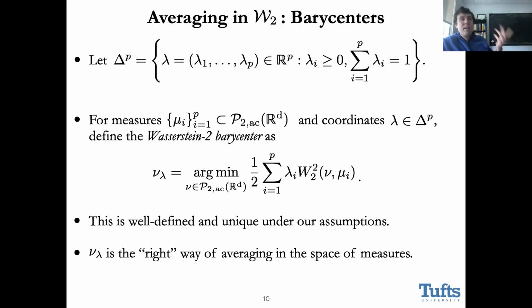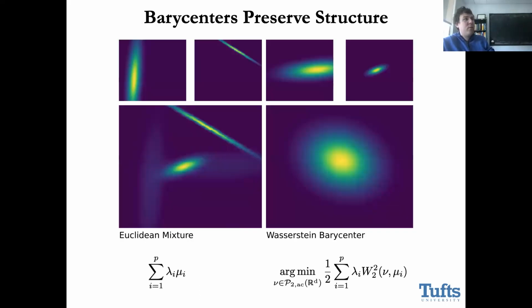All kinds of questions of uniqueness and existence are not issues in this case because of this assumption of absolute continuity and finite second moments on the measures. So just as a little toy illustration, I'm going to imagine that these four measures on the top are the atoms that I'm building from.